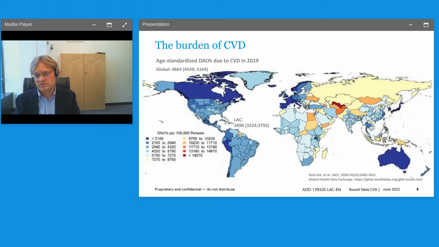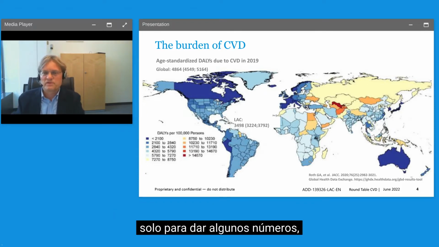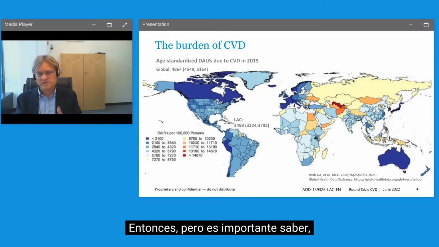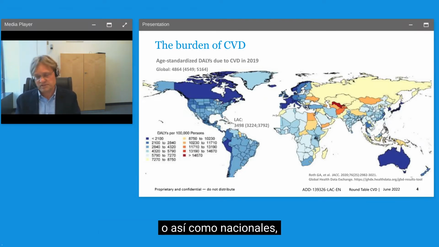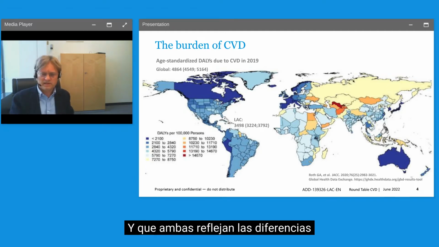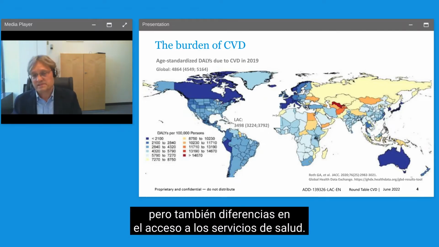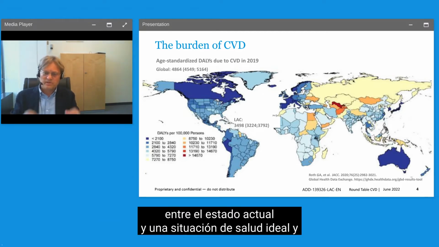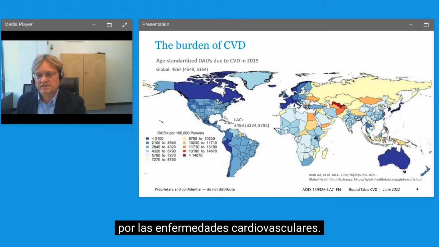And of course, this is, you know, long before the pandemic. Globally, the median is around, just to give you some numbers, around 5,000 DALYs per 100,000 people. But it's important to note that there are really huge regional as well as national differences, as you can see, in the burden, and that both reflect the differences in the underlying risk factors, but also differences in the access to healthcare. So the DALY basically indicates the gap between the current status and an ideal health situation. And this gap is caused, in this case, by cardiovascular diseases and its sequelae.